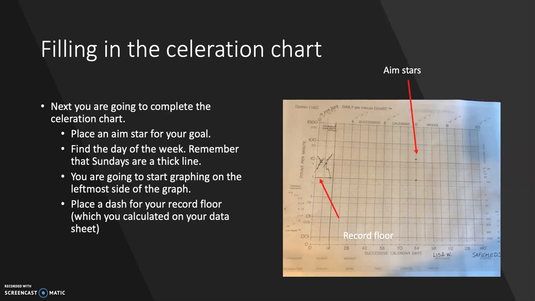To plot your point, the first thing you want to do is to find the correct day of week. These lines are really close together, so it may be helpful to use a ruler on the right side to help line everything up. Start graphing at the leftmost side of the graph. Finally, you want to place a dash for your record floor, which has been calculated on your data sheet. In our example, the record floor was 1, so the dash goes on the 1 line. If you are doing 2-minute timings, your record floor will be different and you will have to plot accordingly.